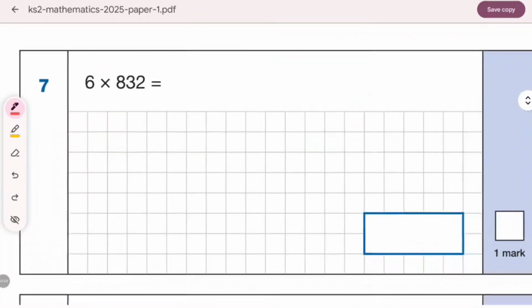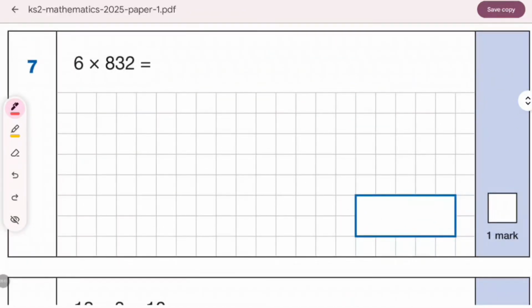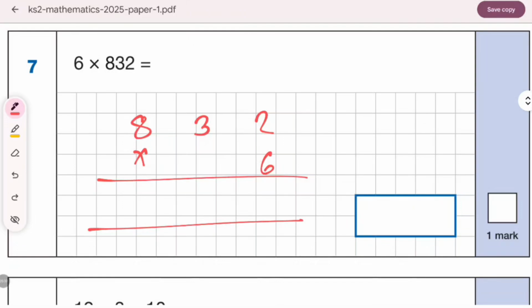Now in question number 7, this is a simple multiplication. We just need to multiply 832 by 6. When we multiply 832 by 6, first we should multiply 6 by 2, then 3, then 8. So 6 times 2 we will get 12.